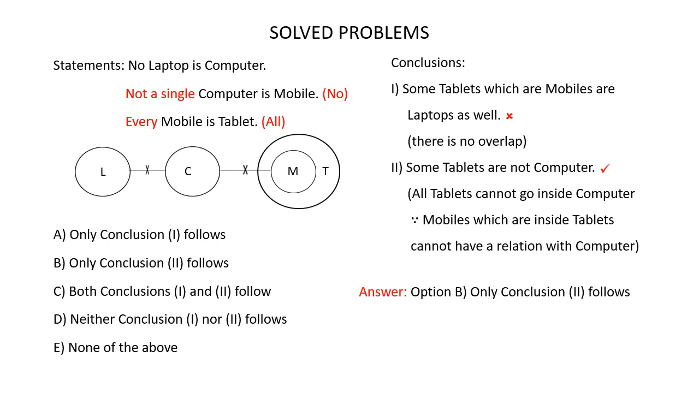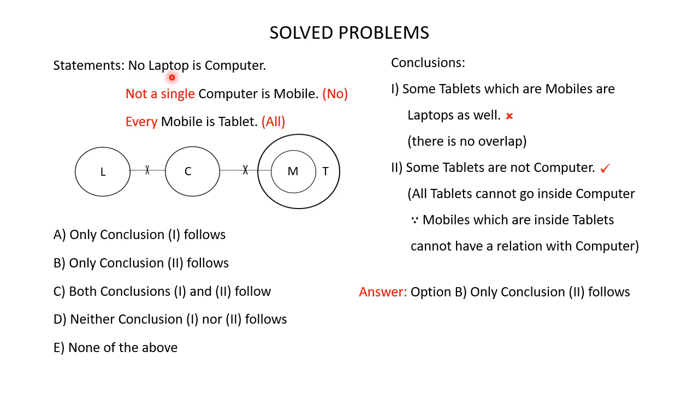In this question, you are given 3 statements and 2 conclusions. Now let's find out which of these conclusions follow from the logic given in these statements. To do that, first we have to draw a Venn diagram for these statements. Now the statements are no laptop is computer, not a single computer is mobile, every mobile is tablet. Now let's draw a Venn diagram for these statements.